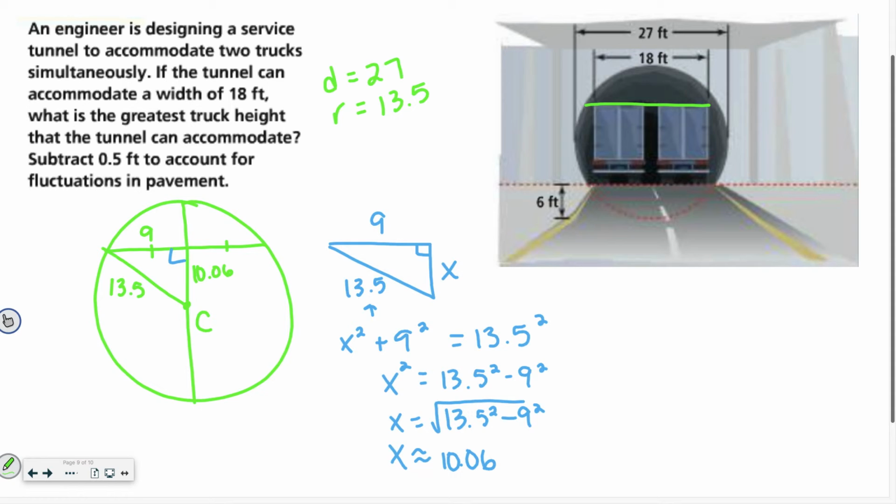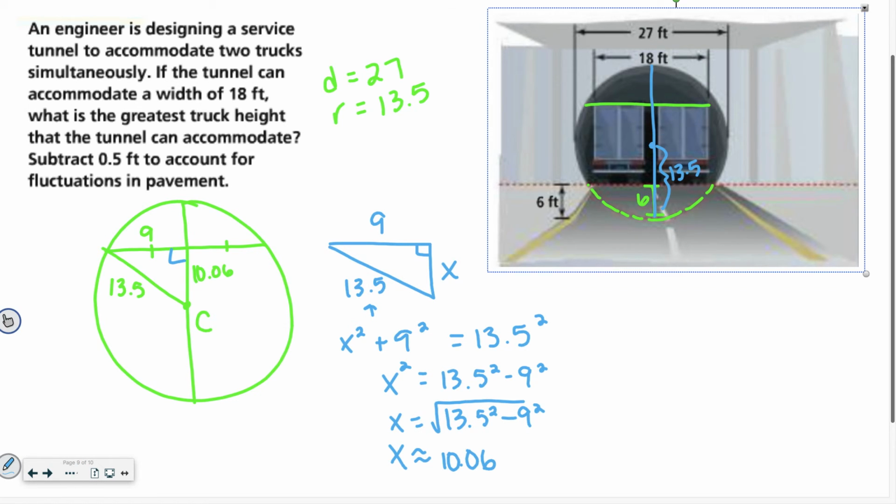And then remember, we have to also add the distance from the ground to the center. So if we think about that, the picture's a little tough to see, but they were showing us that from the ground, down to complete the circle, that's 6 feet. So we actually have to subtract that. This whole thing, the blue line, would be 27. This would be 13.5. We have to do 13.5 minus that 6 feet.